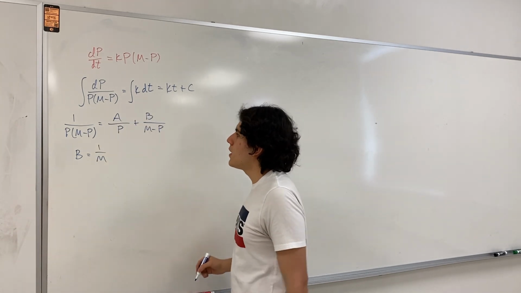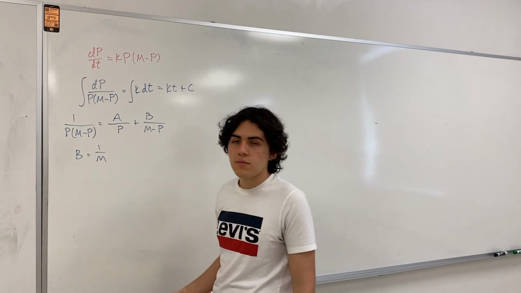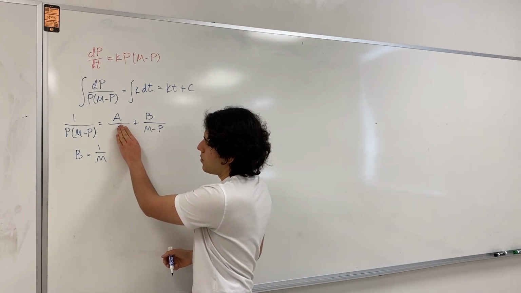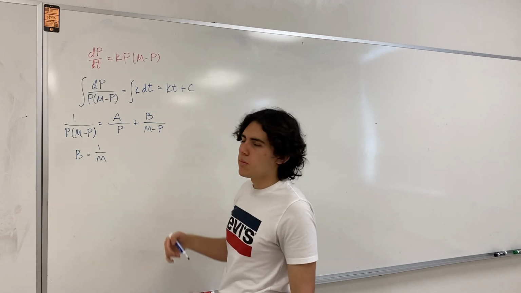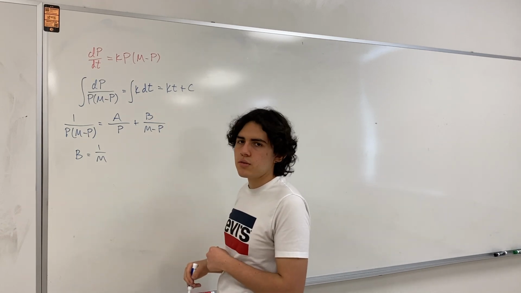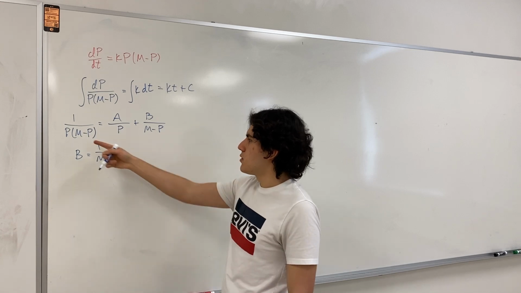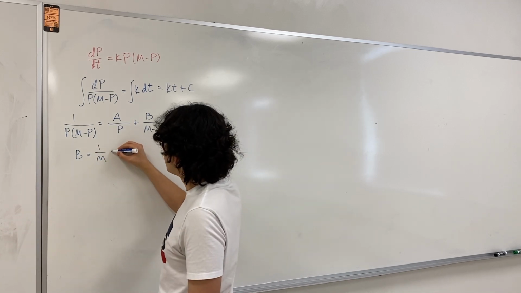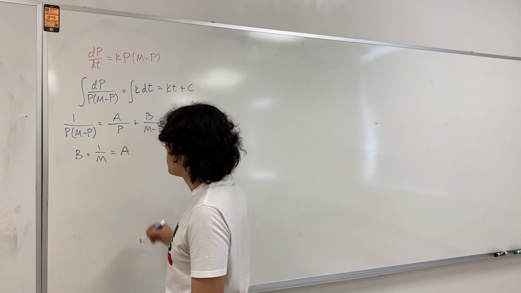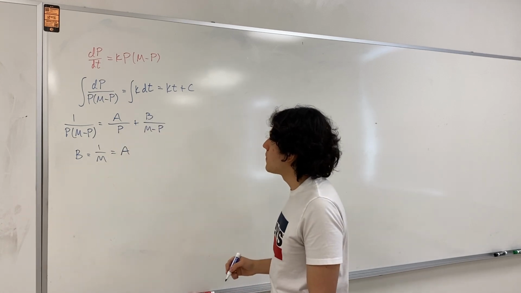Now what about the value of A? Well, we do the same thing. We multiply both sides of the equation by P. We cover up P and P here. And then how can we make the B term be equal to 0? Well, we can let P be equal to 0. If we let P be equal to 0, the left hand side of the equation becomes 1 over M. So it turns out that A is also equal to 1 over M. So these are the constants that we have.